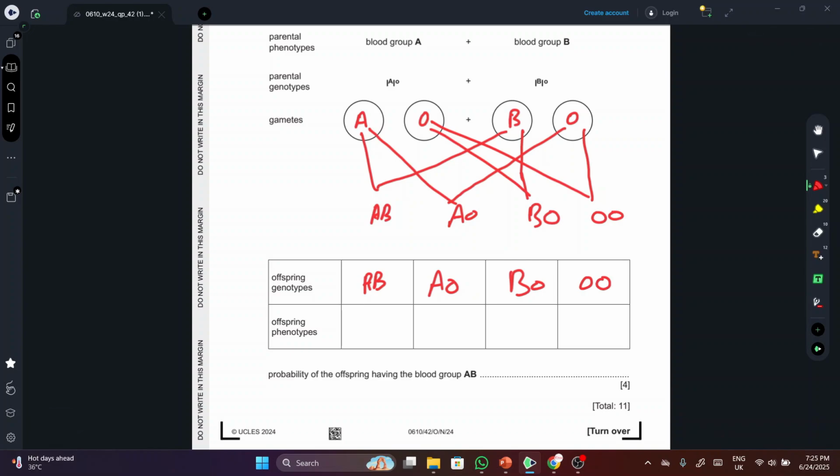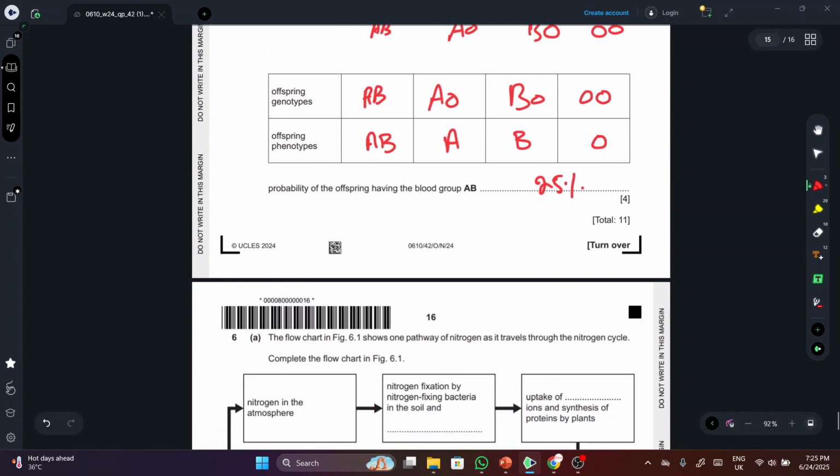So when you mention the phenotype, it is the blood group of a person: blood group A, blood group B, blood group O. Right? So this is the way how you present that the person has the blood group A. You will not say the person has the blood group AO. So the probability of the offspring with the blood group AB is 25% chances.